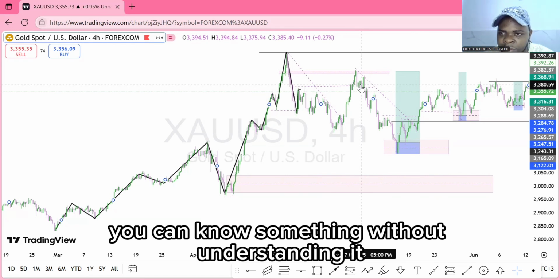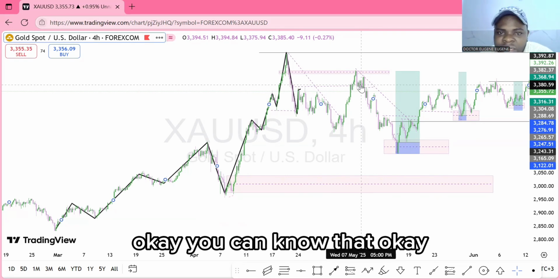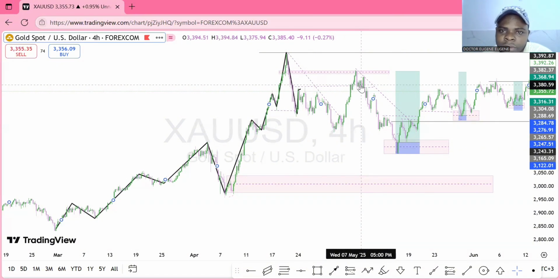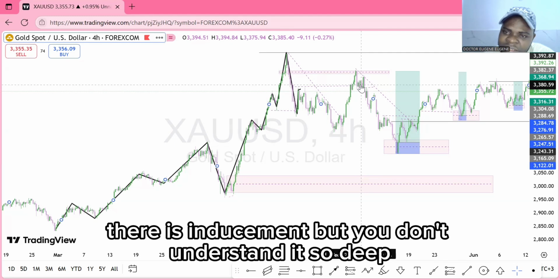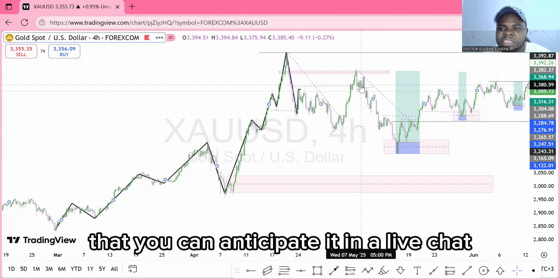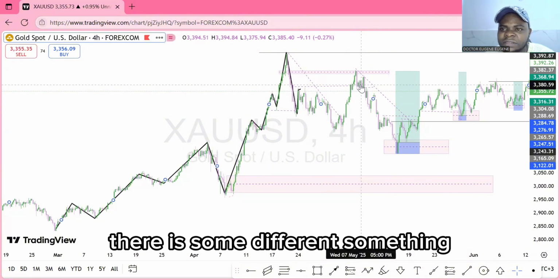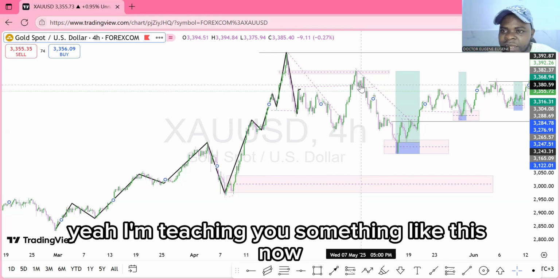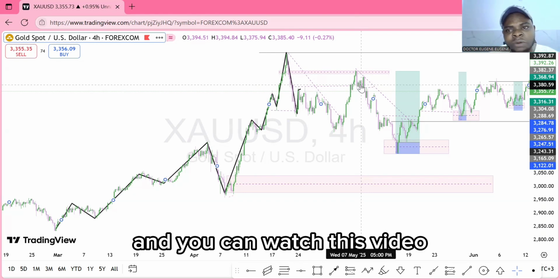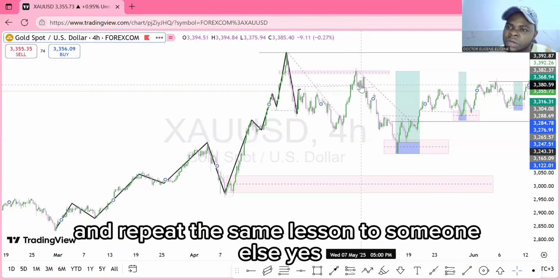You can know something without understanding it. Okay, you can know that there is a break of structure, there is a market structure shift, there is inducement, but you don't understand it so deeply that you can anticipate it in a live chart. Okay, there is a difference between having something like, yeah, I'm teaching you something like this now, and you can watch this video like 2 or 3 times and repeat the same lesson to someone else.